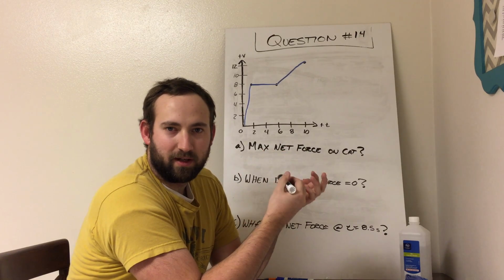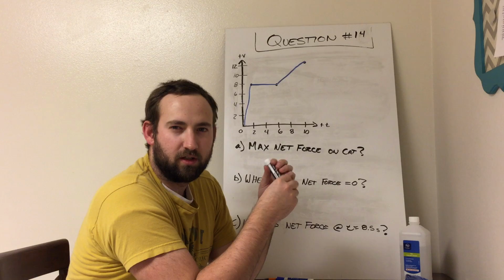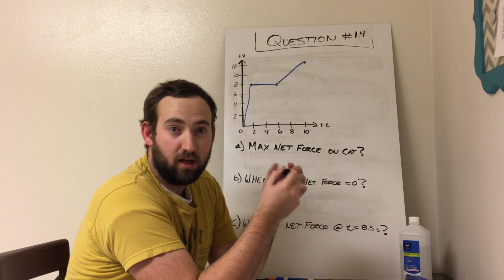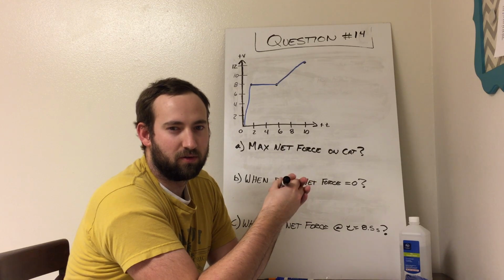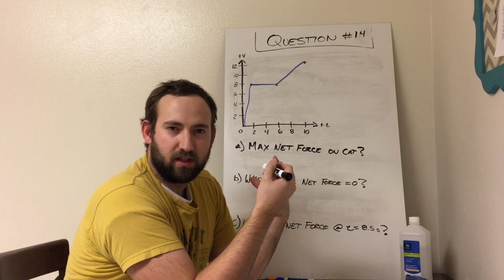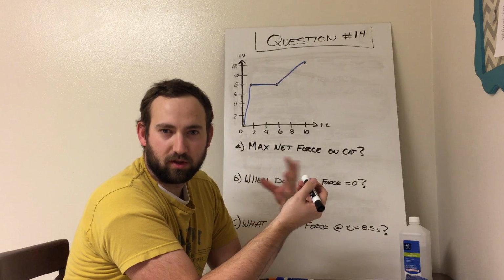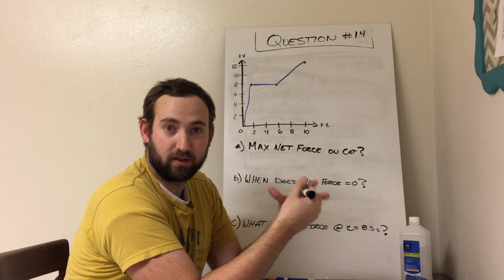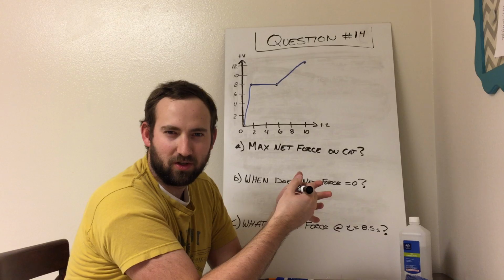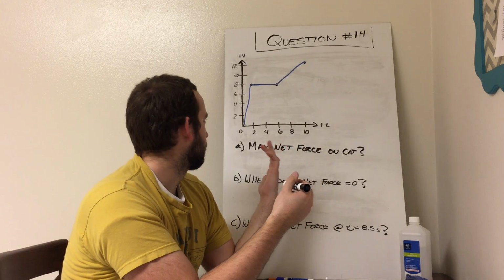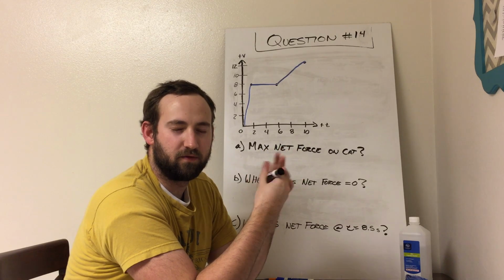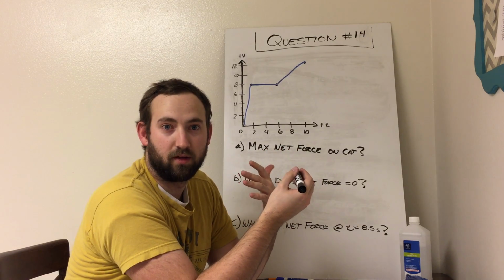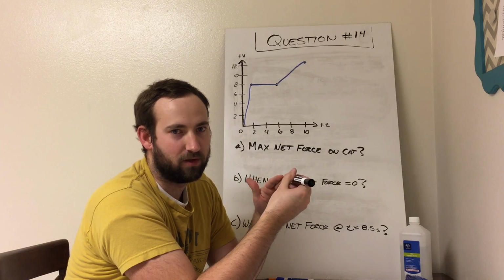If you've seen my video on question 13, we deal with an acceleration versus time graph. If you're interested to see how force works with an acceleration versus time graph, go check out that video. This one is a velocity versus time graph, so we do it a little differently, but the information can still be found from the velocity versus time graph.